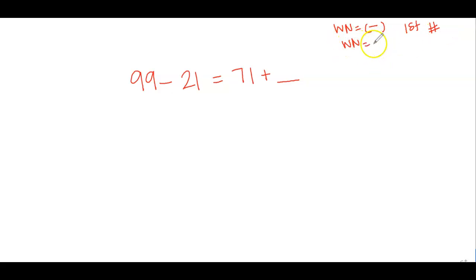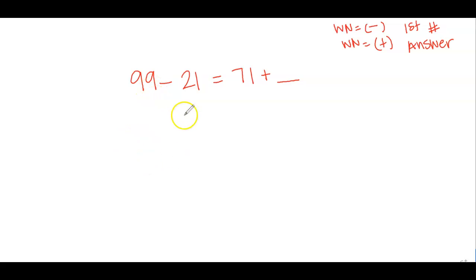All right, let's look at 99 minus 21 is the same as 71 plus something. Now, remember our part whole. If we're looking for our whole number, in subtraction it is going to be the first number. The whole number in addition is going to be the answer.